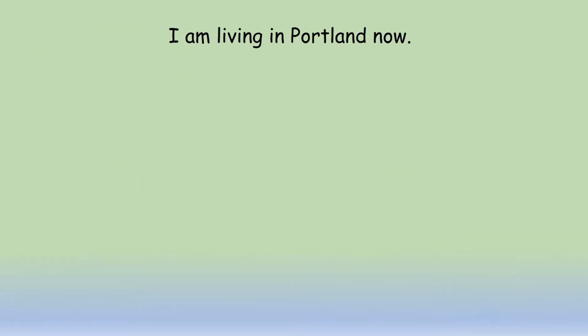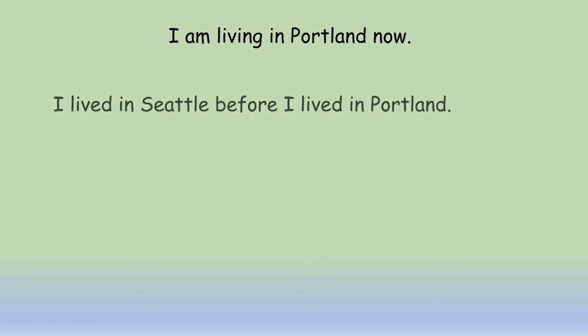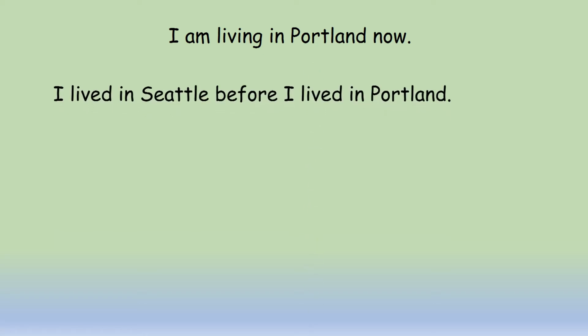Present continuous tense. I am living in Portland now. Who is living in Portland now? Where are you living now? Past tense. I lived in Seattle before I lived in Portland.